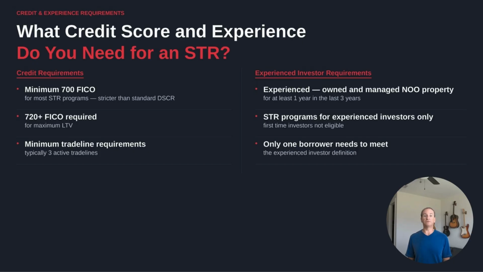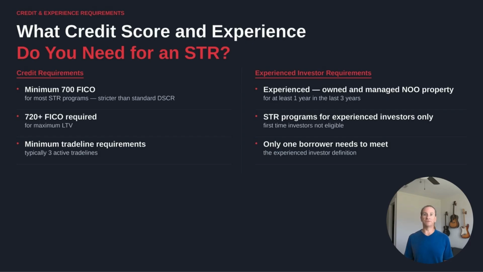Any other mortgage history is irrelevant, because you're going to have to have perfect credit anyway to get to 720. As for experience, you need to have some kind of experience owning investment properties in the past, whether that's a regular non-owner occupied investment property or a short-term rental property, at least 1 year in the last 3 years. So if you sold a property 2 years ago, that would still work, being that you had at least 1 year of experience.